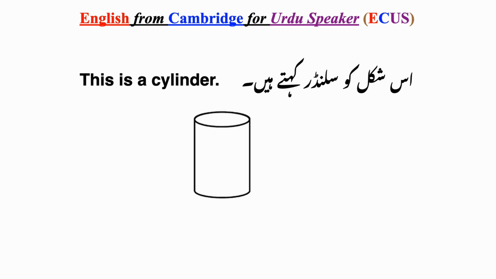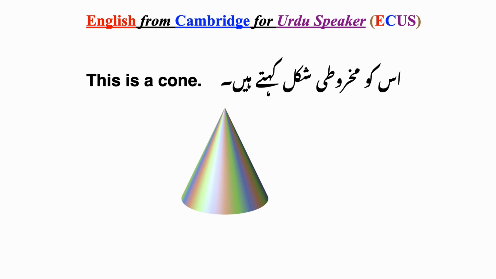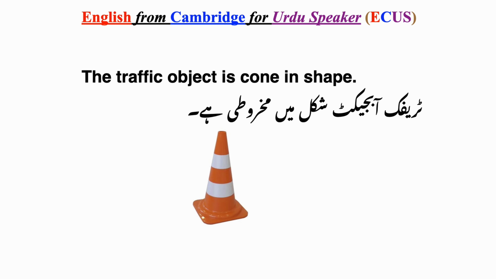This is a cylinder. The gas container is cylinder in shape. This is a cone. The traffic object is cone in shape.